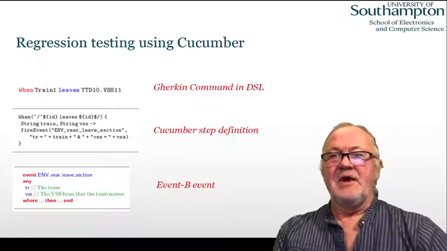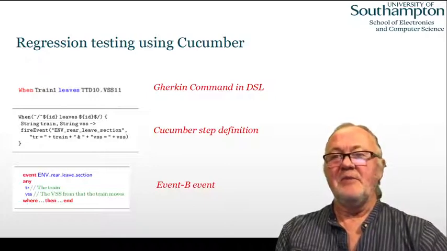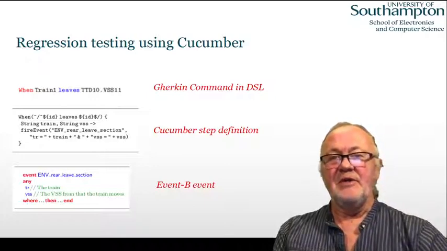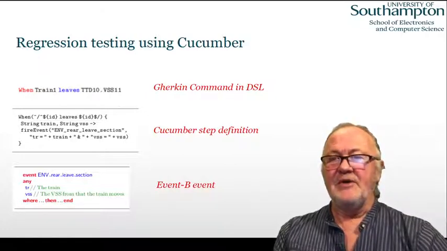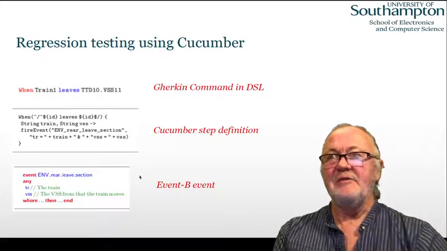To do this, we have to write Cucumber step definitions. So for example, the top line here is the Gherkin command in our DSL. And at the bottom is the Event-B event that we should fire for this command. And in the middle is the Cucumber step that links them together.